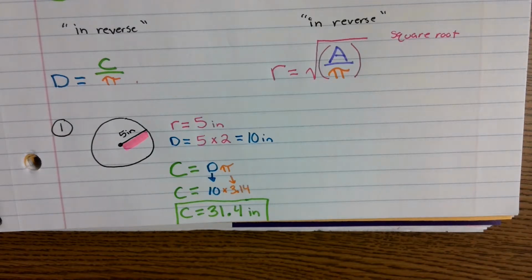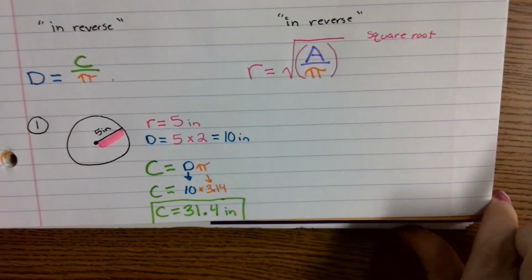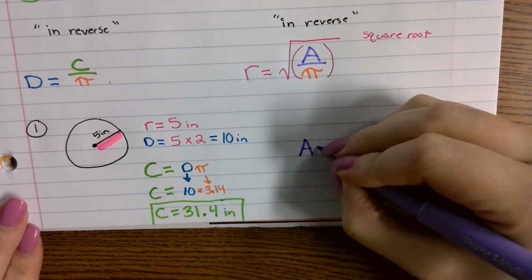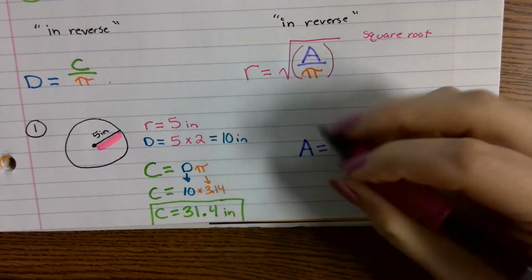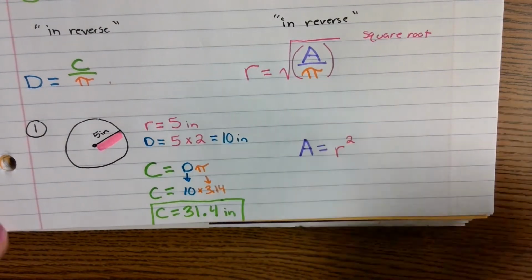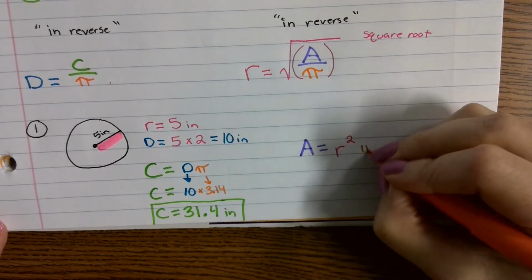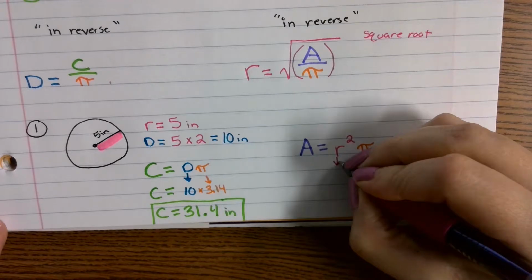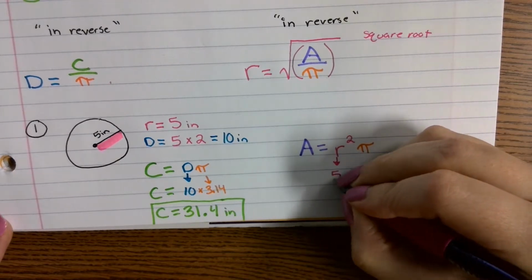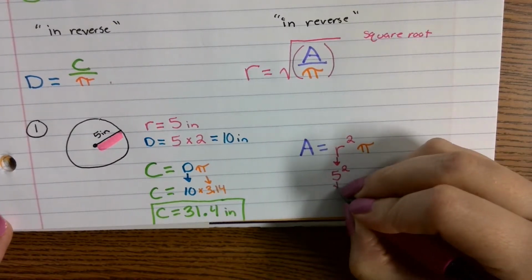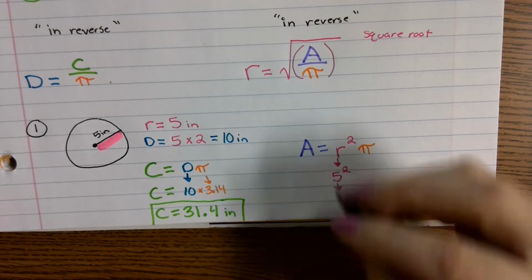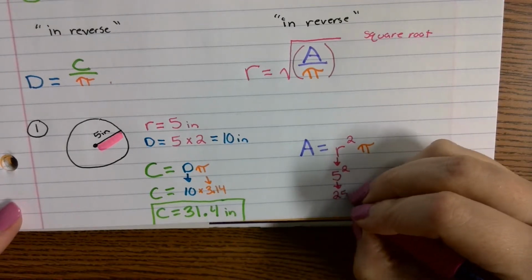If it asks for area instead, well, then I need to use my area formula. Area is equal to R squared times pi. What was R again? 5. So I have 5 squared. What is 5 squared? 25. Remember, squared means multiplying the base times the base. So it's 5 times 5, so that's 25.